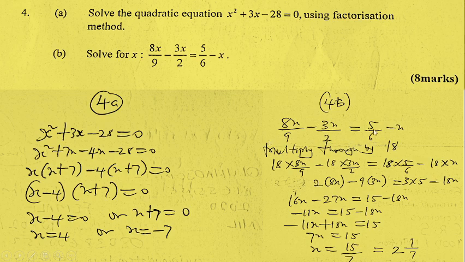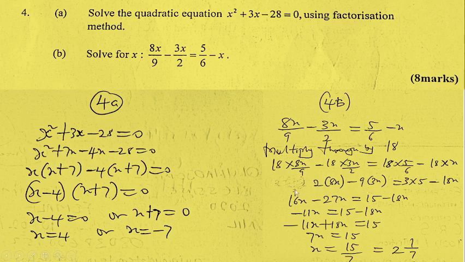Then if you multiply through by 18, multiply both sides by 18, it will clear the denominator for us. By saying 18 times 8x over 9 minus 18 times 3x over 2 equals 18 times 5 over 6 minus 18 times x. Then from there, 9 can go in 18, that will be 2. Then 2 times 8x is what you're having here left. 2 can go in 18, that will be 9. You're having 9 times 3x, is equals to 6 can go in 18, that will be 3. Then we have 3 times 5 left, then minus 18 times x.